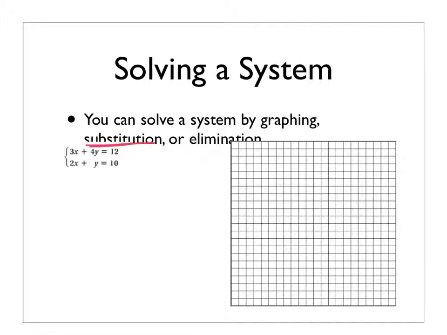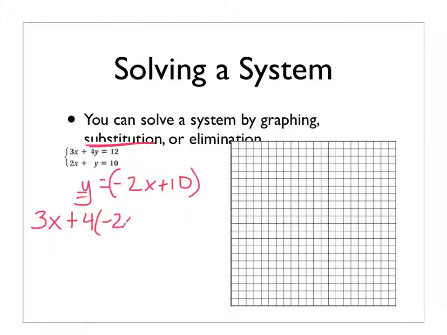Substitution is where we take one of the equations and we solve for one of the variables. And since this y is alone, we're going to get that y alone. And that means that y can be replaced by negative 2x plus 10. So we take that first equation, and instead of y, we replace it with negative 2x plus 10. And then we're going to solve that equation. So 3x minus 8x plus 40 equals 12.